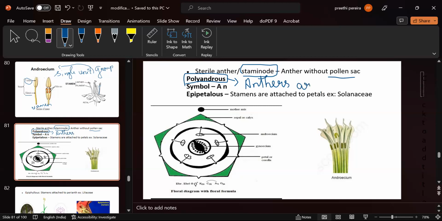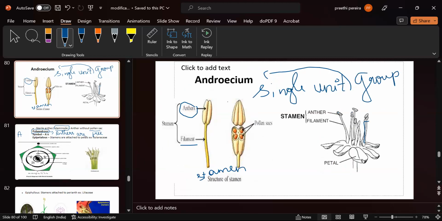Anthers are free, means polyandrous. And the symbol we use is A के नीचे Y, A के नीचे N. N is the number of anthers, stamens. So let's see how many stamens are there. 1, 2, 3, 4, 5 stamens are there. And they are free. So I will write A and 5. No bracket, nothing. This is the polyandrous condition.